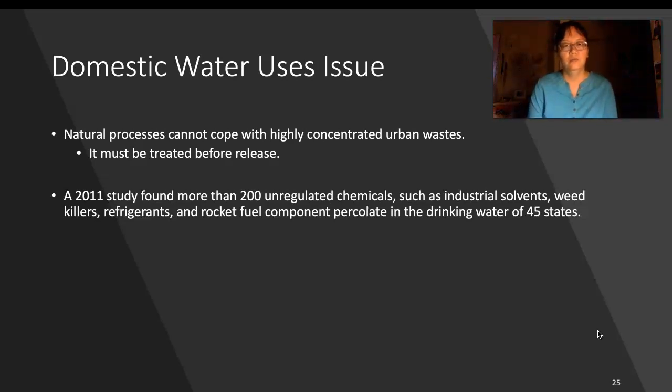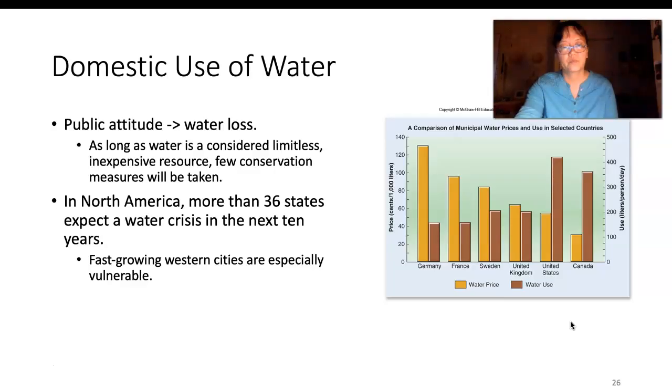So the issue is the natural processes cannot cope with highly concentrated urban wastes, which must be treated before release. And we have this huge contamination problem because there's a lot of wastewater discharge not thoroughly treated. So a lot of chemicals were found in a majority of the water samples. And now thinking about saving water, okay, so that is a slide of contamination. This is a slide of saving water.